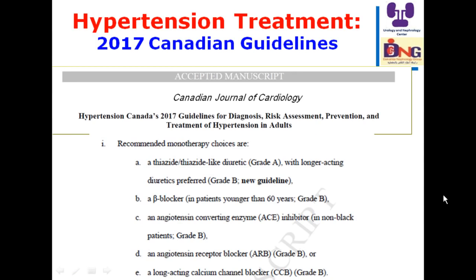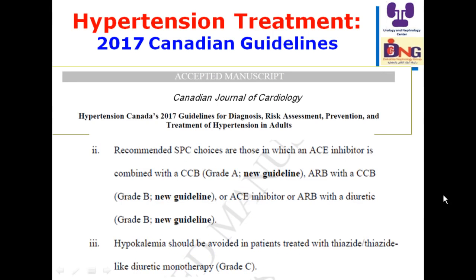Recommended monotherapy, after adopting healthy lifestyles for all, exercise and diet, we can start with monotherapy. Thiazide-like diuretics, this is grade A evidence, with longer-acting diuretics preferred, like chlorthalidone or indapamide, as I'll mention in the diuretic section. Grade B: alpha blockers in patients younger than 60 years. Beta blockers in patients younger than 60 years. Grade B: angiotensin converting enzyme inhibitor in non-black patients. Grade B: angiotensin receptor blocker. Grade B: long-acting calcium channel blocker. Grade B. So these are the first-line drugs for management of hypertension, starting at monotherapy, as I mentioned.